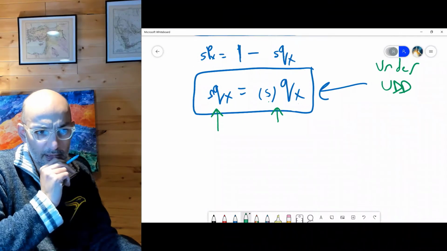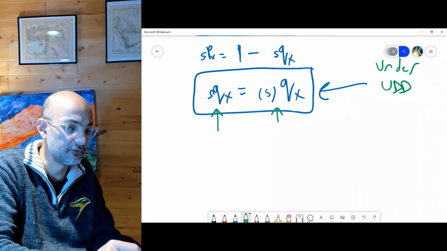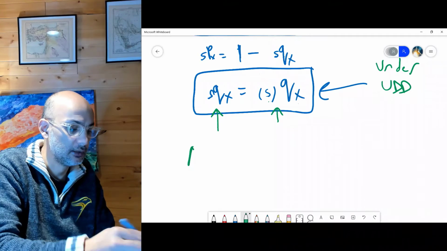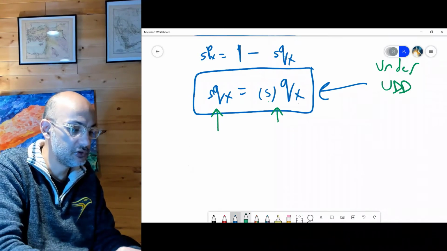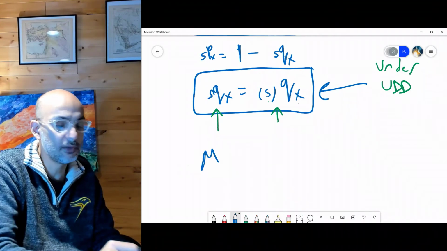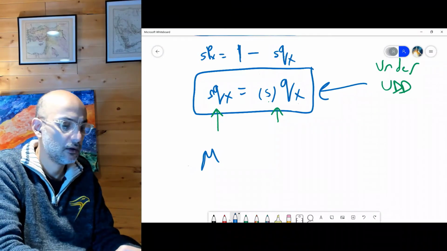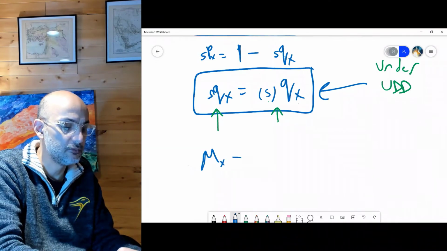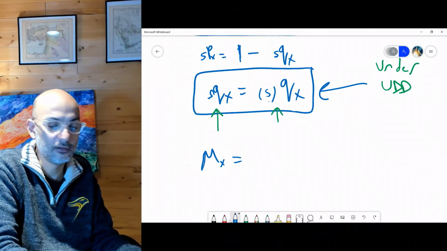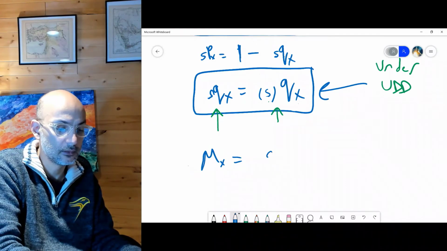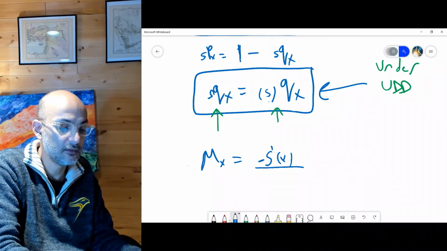Another interesting formula for uniform distribution. Remember mu? Mu is the force of mortality. We know what mu x is: it is the derivative of minus S(x) divided by S(x).